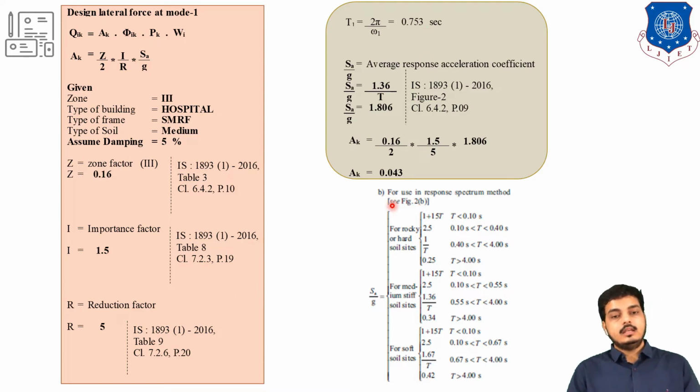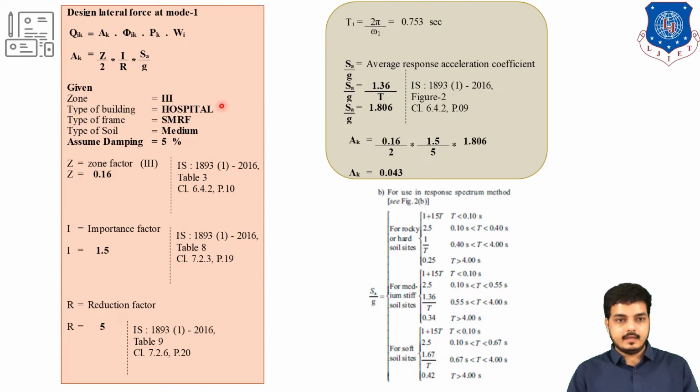Now, in the previous design philosophy sum, the static method, we were using a different Sa by g equation. Here, on the same page, we were using the A point. Now for response spectrum, we will be using this B point. This is given on the same page, page number 9 or 6.4.2. In that, we will be using this B, which is specially for response spectrum, because we are using dynamic analysis with the response spectrum method, so we will be using this equation. It is somewhat similar, just the values are different.